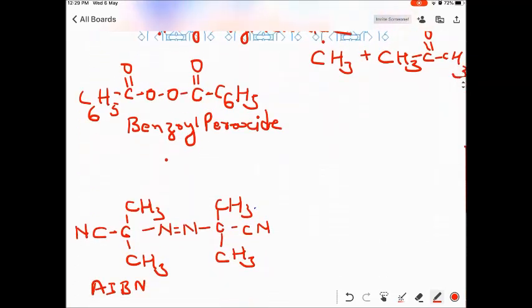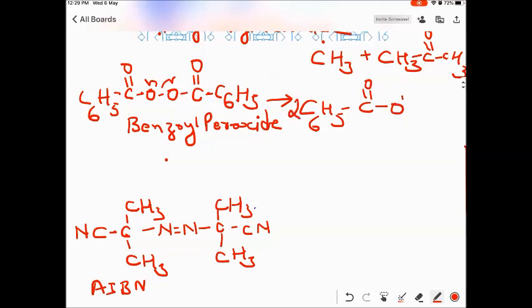Another chain initiator that is used in free radical polymerization is benzoyl peroxide. It also has an oxygen oxygen bond, which will undergo a homolytic cleavage. The sigma bond will break and we get a new peroxide, C6H5 C double bond O dot.